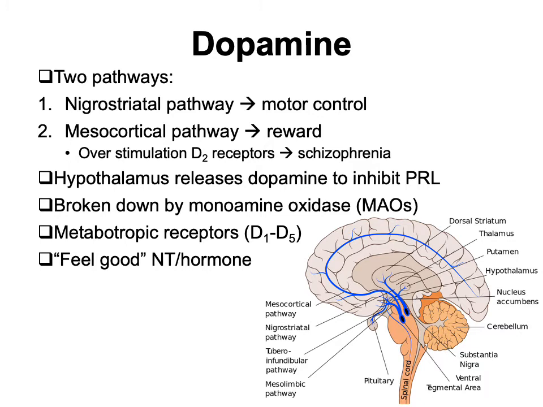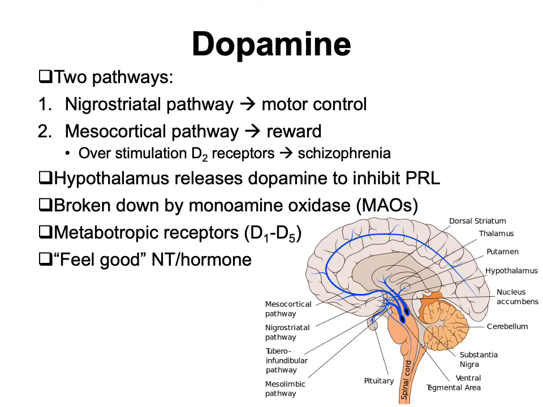You have the nigrostriatal pathway, which is motor control. And then you have the mesocortical pathway, which is the reward center. And just as a side note, there are 5 dopamine receptors. If you have overstimulation of the D2 receptors with dopamine, it can lead to schizophrenia.